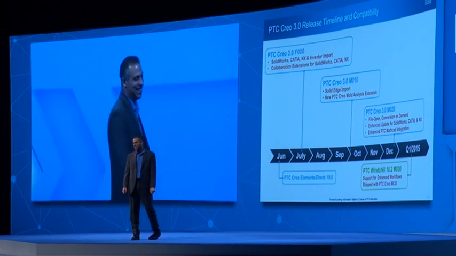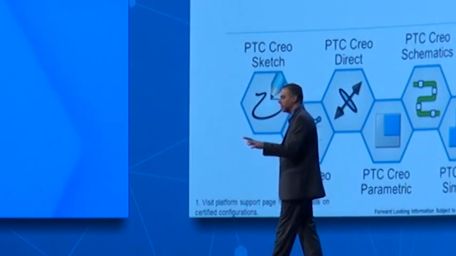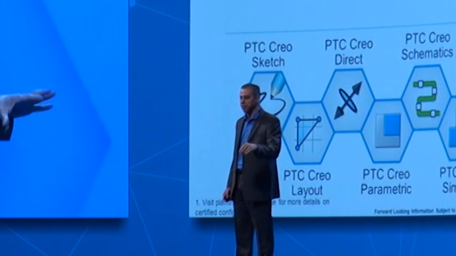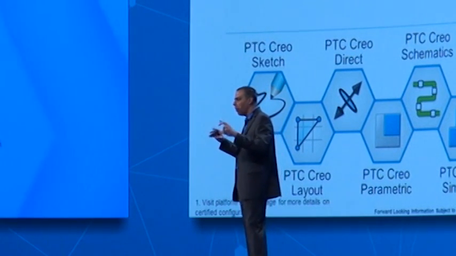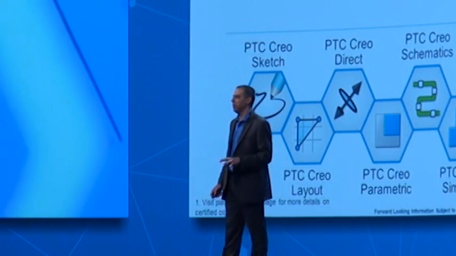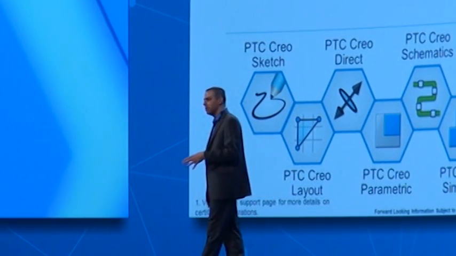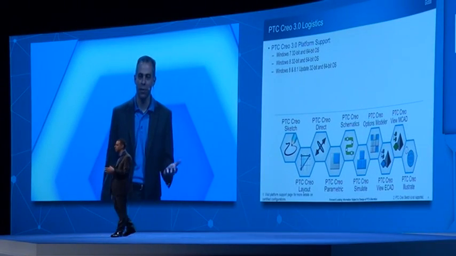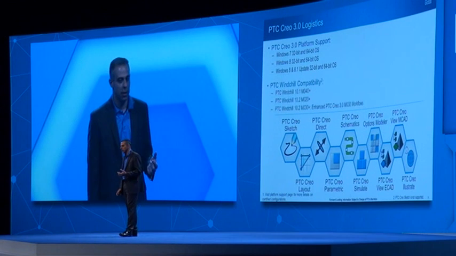All right, let me move on here. A little bit of logistics in terms of support. We're supporting Windows 7 and Windows 8. There's been some Windows 8 and 8.1 update releases out there. We're supporting those as well, 32 and 64-bit. We're really strongly supporting 64-bit. I suggest you use 64-bit with Creo, but there's still some people out there using 32-bit. We're going to continue to support that.